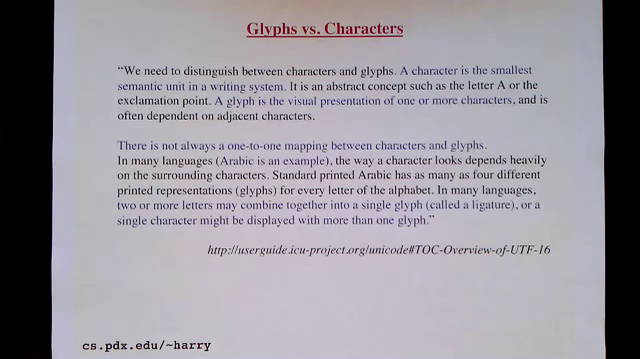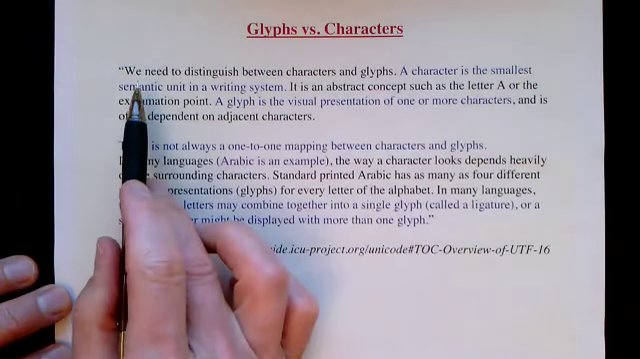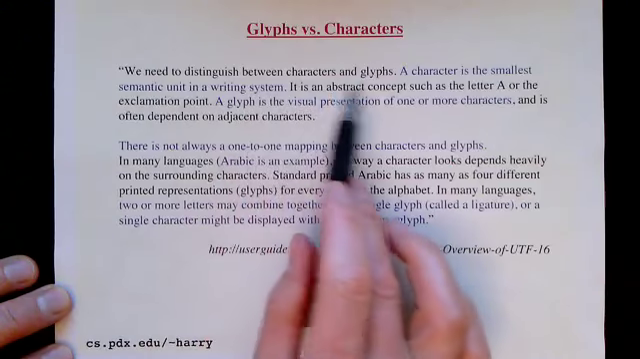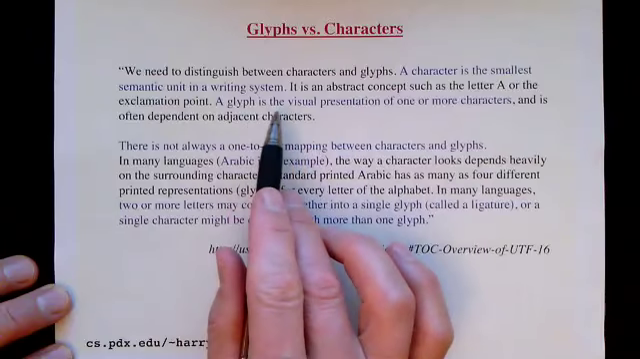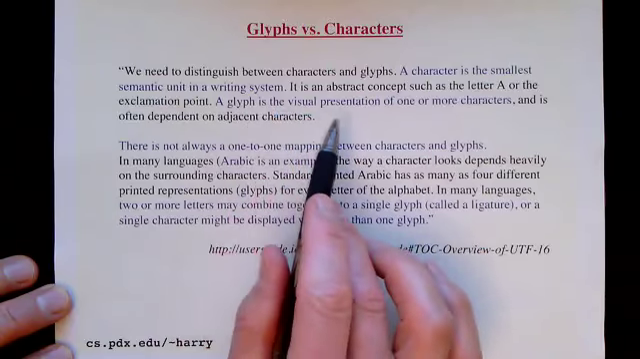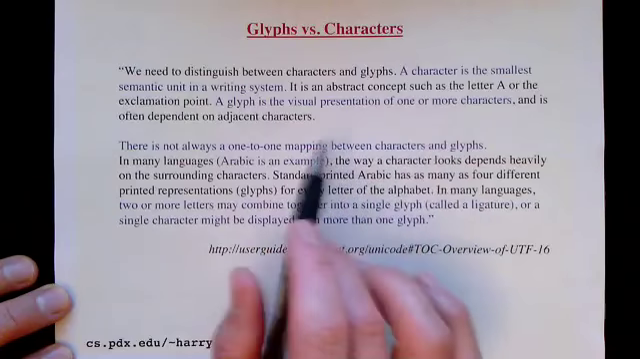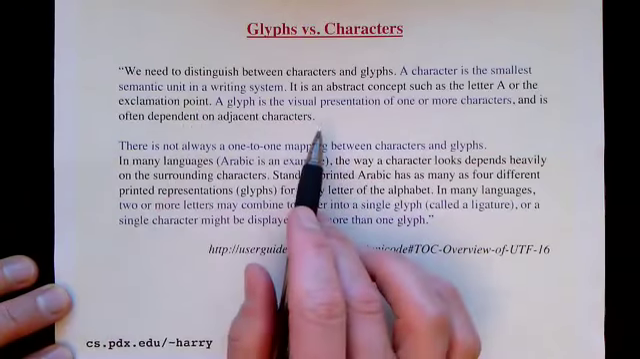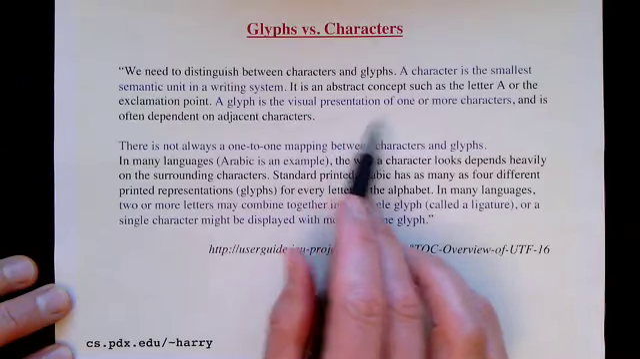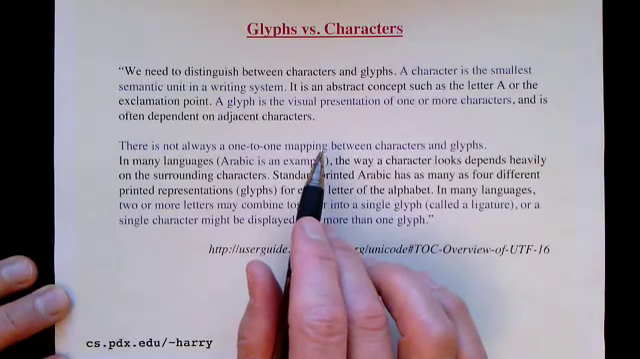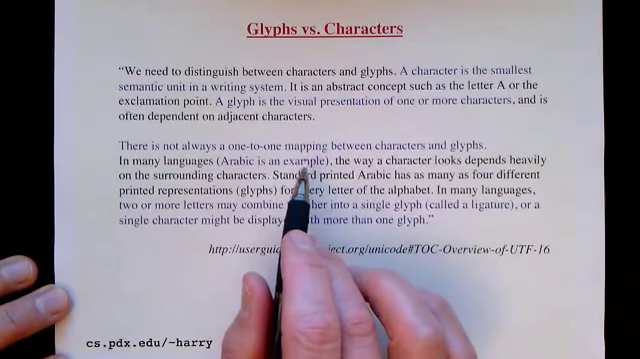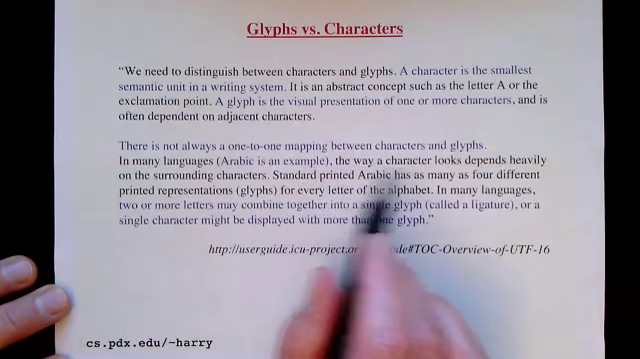Let me just say a little bit more about the difference between a character and how the character is displayed, and I'll just read this. We need to distinguish between characters and glyphs. A character is the smallest semantic unit in a writing system. It's an abstract concept, such as the letter A or the exclamation point. A glyph is the visual representation of one or more characters and is often dependent on adjacent characters. There's not always a one-to-one mapping between characters and glyphs.